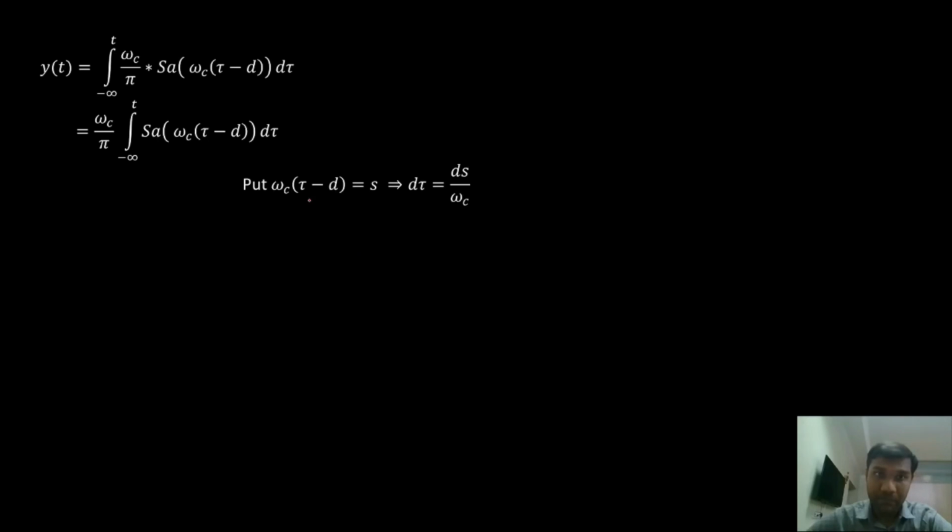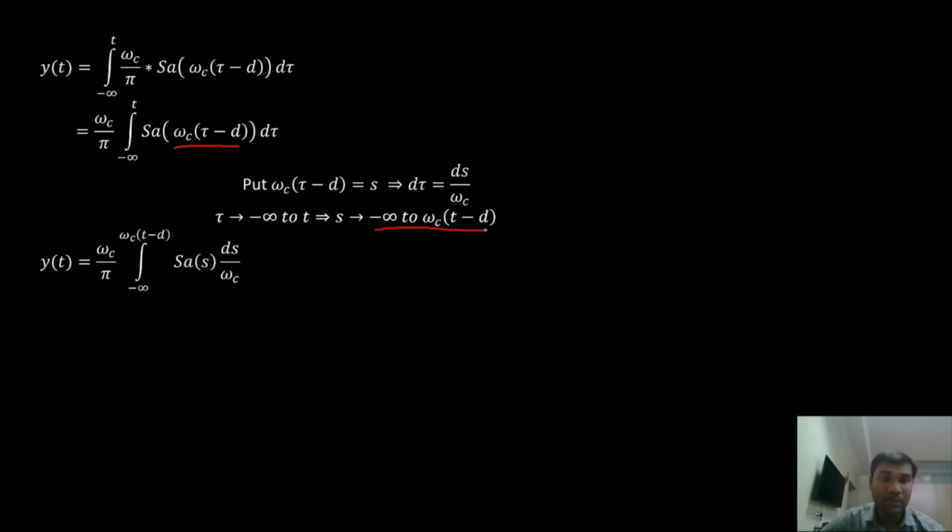And then I'll check my limits also. When tau is minus infinity, what happens to s? s is also minus infinity. When tau equals t, s becomes omega c into t minus d. So now my new limits are minus infinity to omega c into t minus d. Let me substitute all of these in the previous expression.